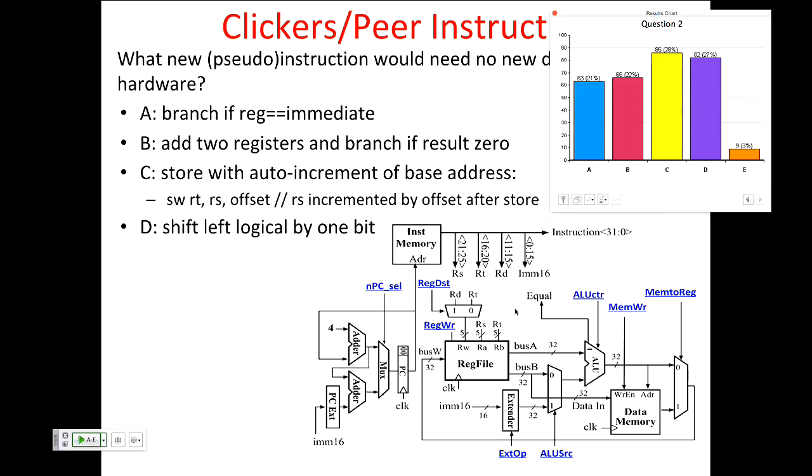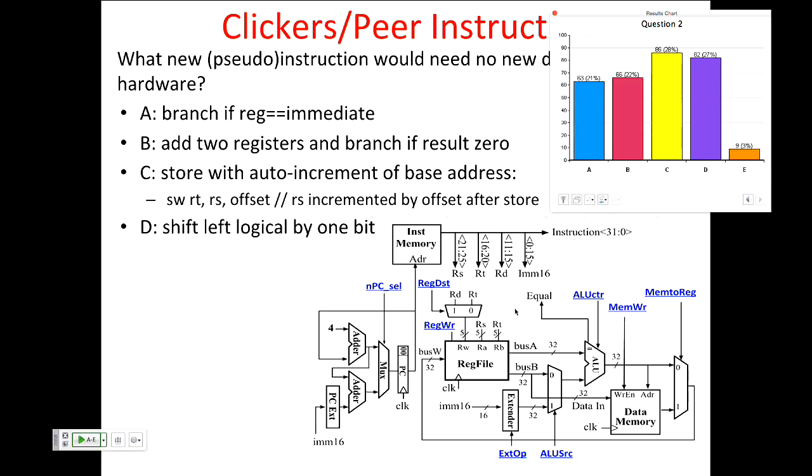Let's talk about D. That was the next most popular option. This one wants us to shift left logical by 1 bit. How would we shift left logical? I heard a reason here. There's nowhere in this picture where we're dealing with shamt. We can't specify shift amount in here at all. So we'd have to modify the data path. Let's take a look at B.